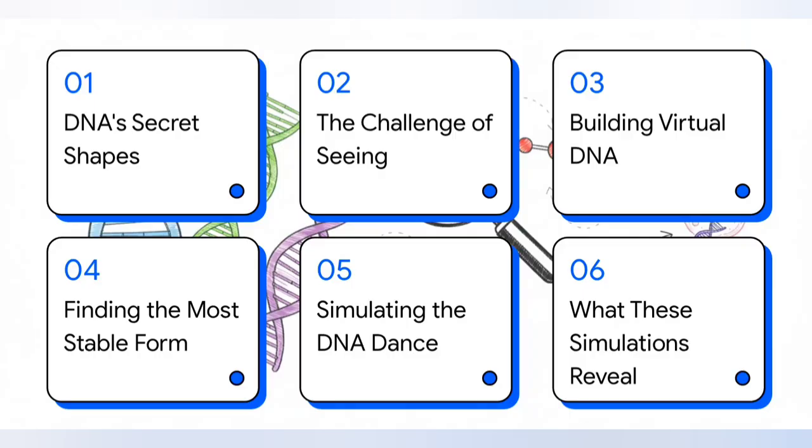So here's how we'll break it down. First, we'll look at DNA's different secret shapes. Then we'll tackle the massive challenge of actually trying to see them. After that, we dive into how scientists build virtual DNA, find its most stable forms, and then simulate its dance. And finally, the best part, we'll uncover what these amazing simulations are telling us.